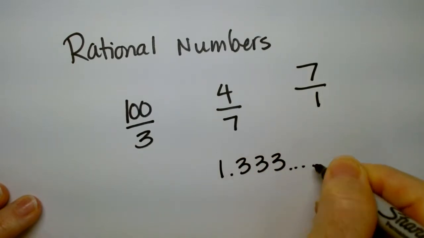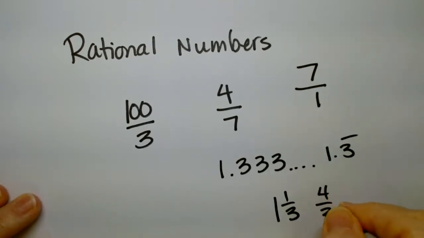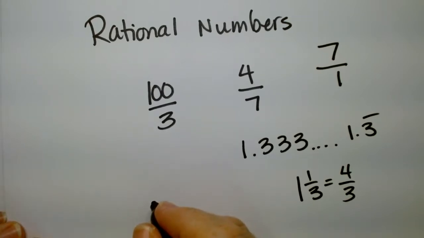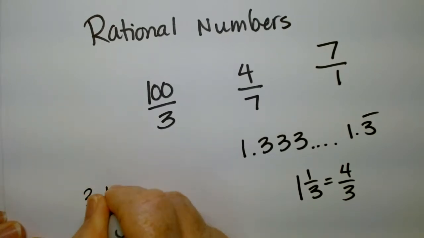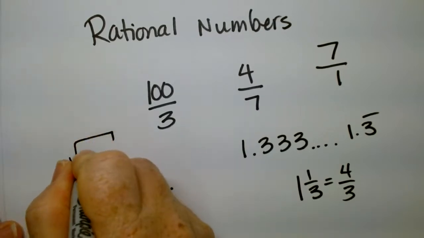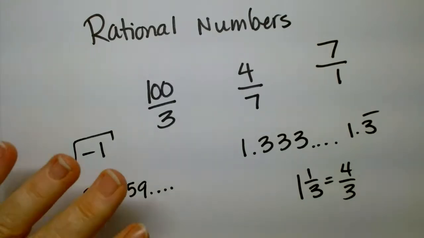So if this goes on forever like this, and it can be written as 1.3 repeating, we also call that a rational number, okay? Because that can be written as 1 and 1/3, or 4/3. Good. Okay. So rational numbers are not numbers, for example, if you have a decimal number that does not repeat and it keeps going on and on and on, that is not a rational number. If you have something, which we're going to get into soon, something else like this, when you take the square root of a negative number, that's not going to be a rational number. Okay, just so you're clear on what we're talking about.